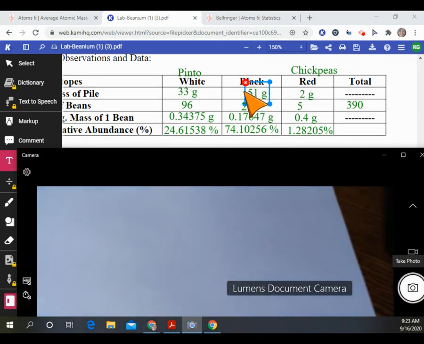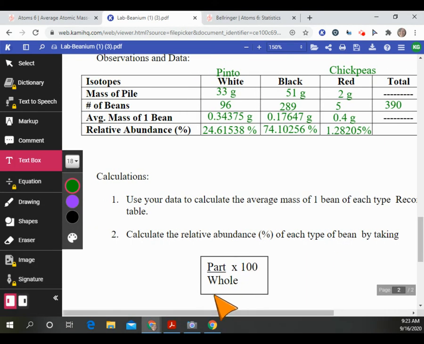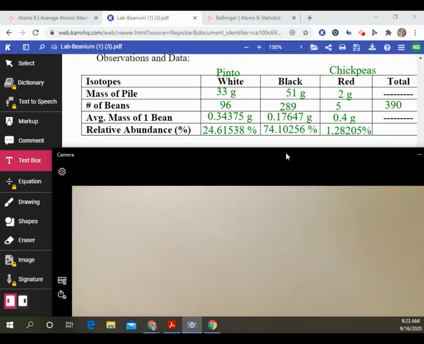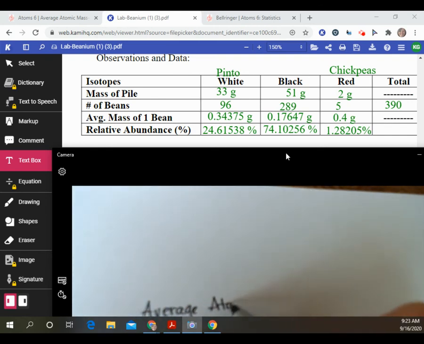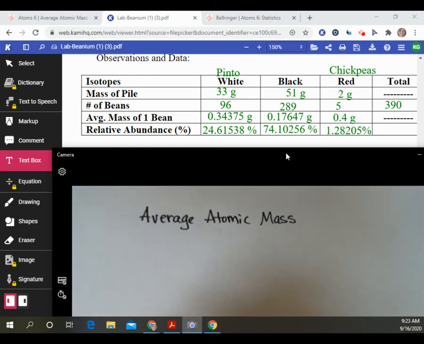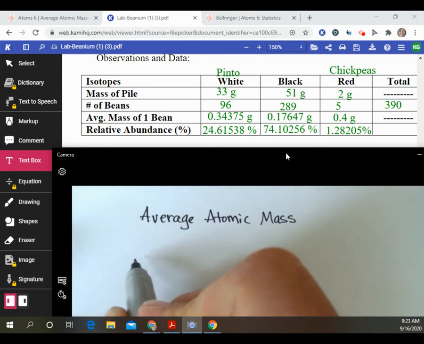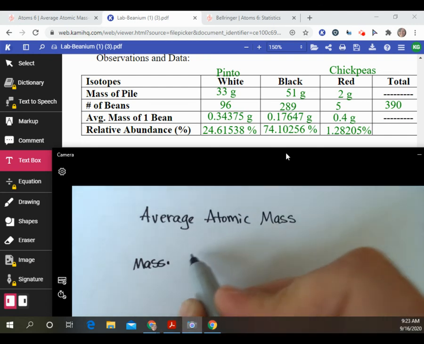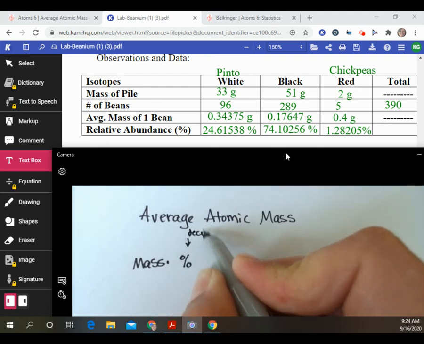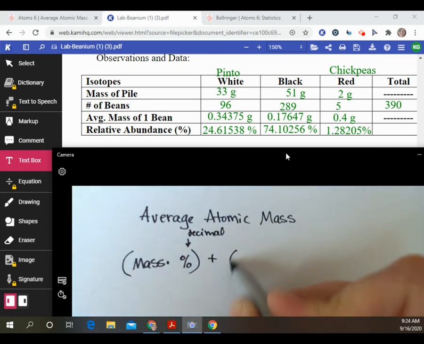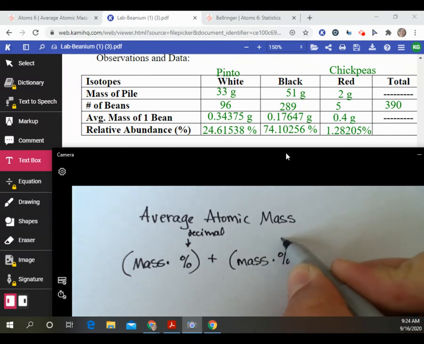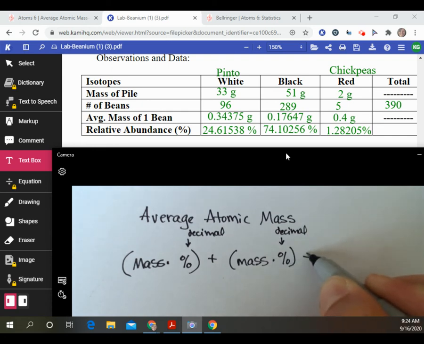So looking at our data, scroll up here, and looking at what we need to write. Okay, so the average atomic mass is the mass times the percent, and this needs to be in a decimal, plus the mass times the percent in a decimal, plus the mass times the percent. This needs to be in a decimal.